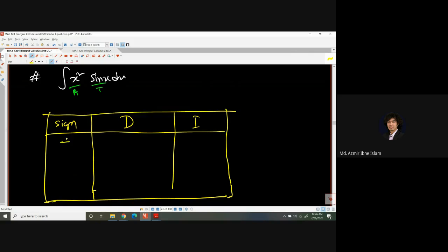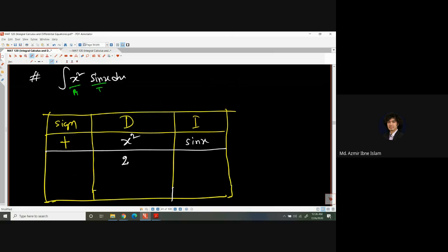So the first part will start with plus. Under the differentiation column we have to place the algebraic or polynomial function x squared, and automatically sine x will be under the integration part. So at first, we have to differentiate this part.